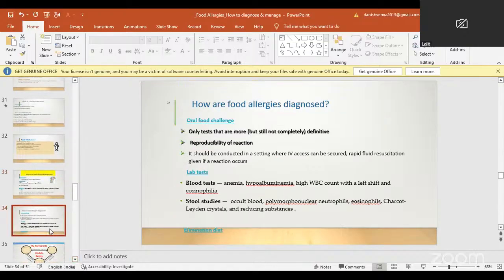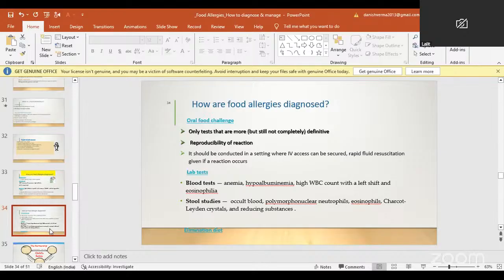Food allergies are also diagnosed by oral food challenge, which we routinely do in cow's milk protein allergy. Most of the time, reproducibility of reaction can happen. Somebody who has cow's milk protein allergy, if you give a small amount of milk, will again react in the form of erythema, diarrhea, and so on.